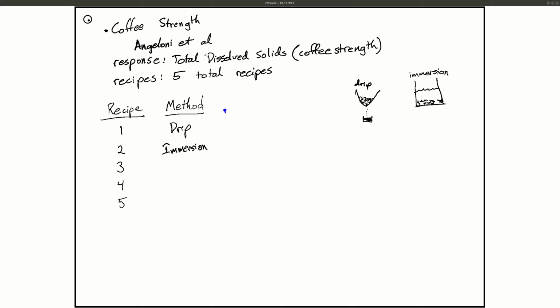Now they also varied the temperature at which they brewed. Normally coffee is brewed quite close to boiling, but here they tested 2 cool temperatures. One was quite cold, 5 degrees Celsius, and the other was 22 degrees Celsius. So recipes 1 and 2 were both at 5 degrees. Recipes 3 and 4 were at 22 degrees Celsius, about room temperature. And recipe 3 was also a drip method, and recipe 4 was an immersion method.